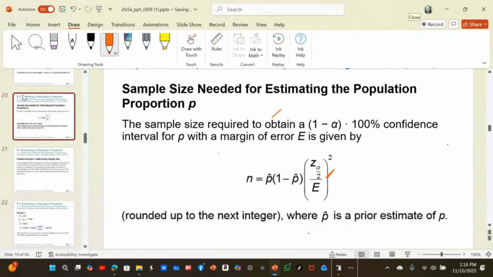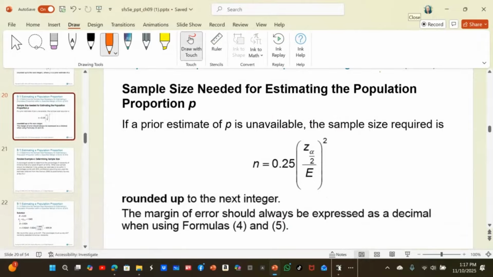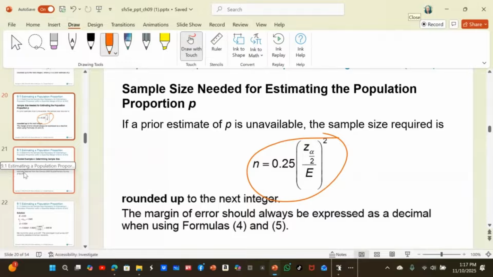So let's go to calculation of sample size. If a prior estimate of P is unavailable, that's why we are using this, because 0.5 times 0.5. So suppose we don't know the prior estimate of the P hat, then 0.5 multiplied by 0.5 is 0.25. So we use 0.25 to calculate the sample size, and then make sure we use the margin of error given to us.